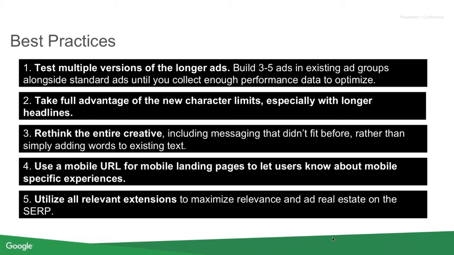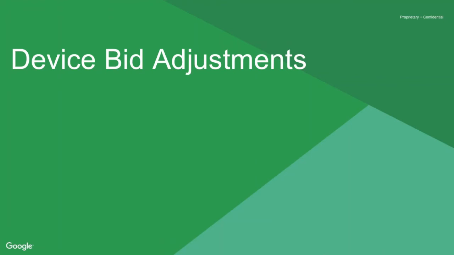Lastly, utilize all relevant ad extensions to maximize your relevance, but also to maximize your ad real estate on the SERP. As you may or may not know, not only are you utilizing additional headline and copywriting space, but with extensions in play, your ad will also take up additional real estate if the extensions are deemed relevant to the search. So that's it for expanded text ads.